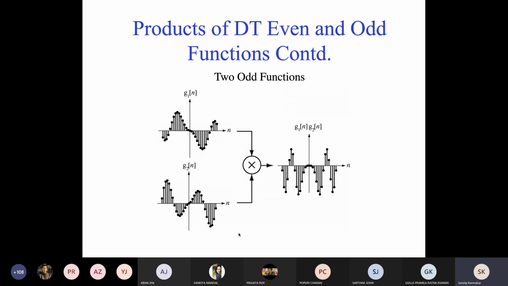Now, product of discrete time even and odd functions. Two odd functions is left. Upper one is an odd function, lower one is an odd function. Their product is an even function, shown on the right, g1[n]g2[n].